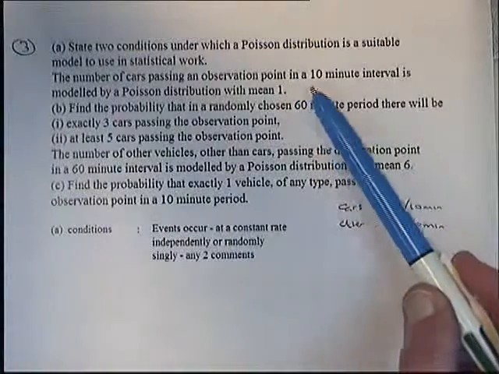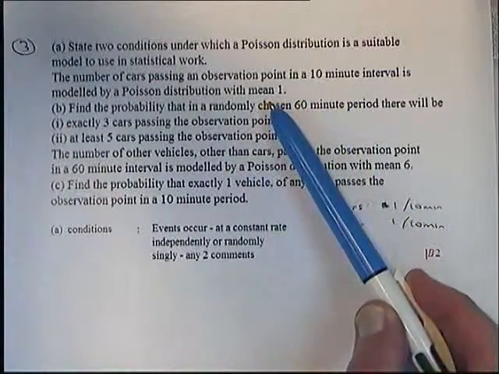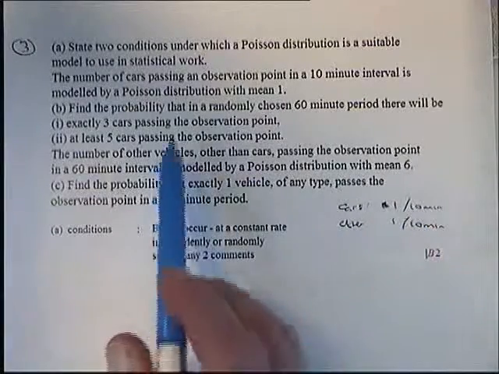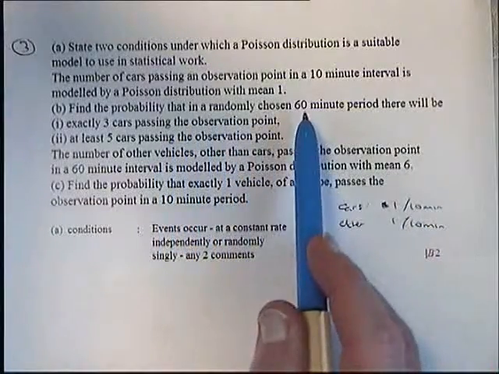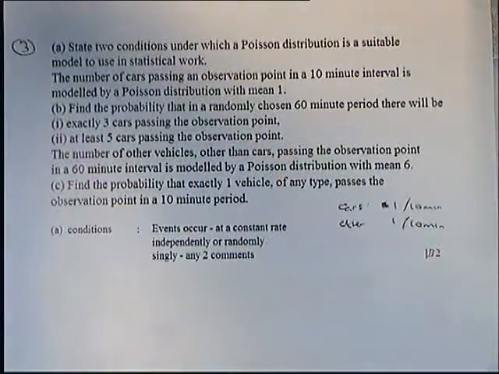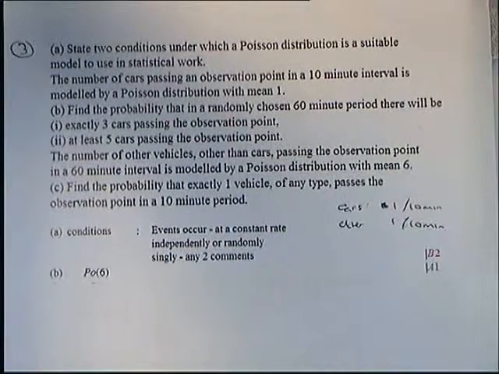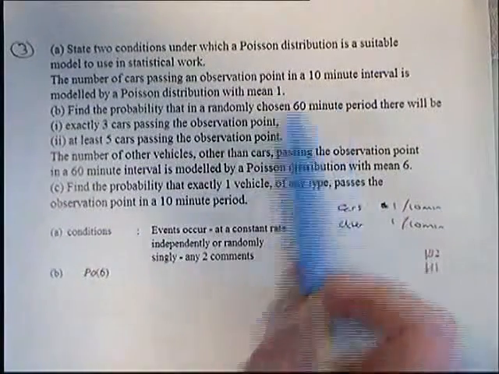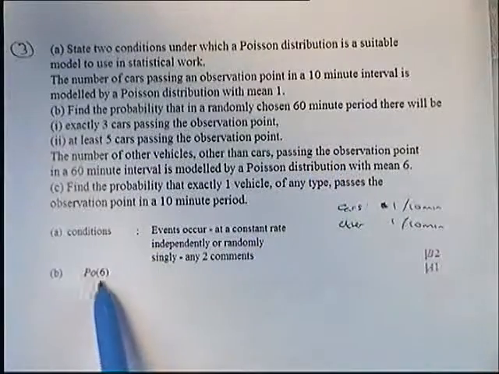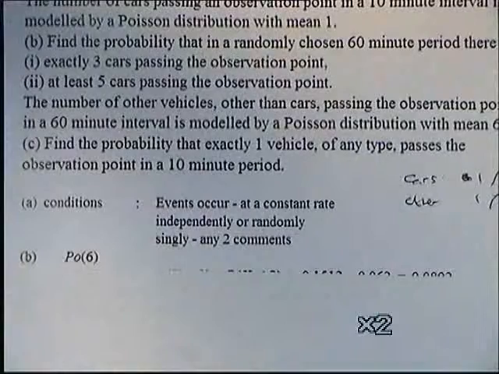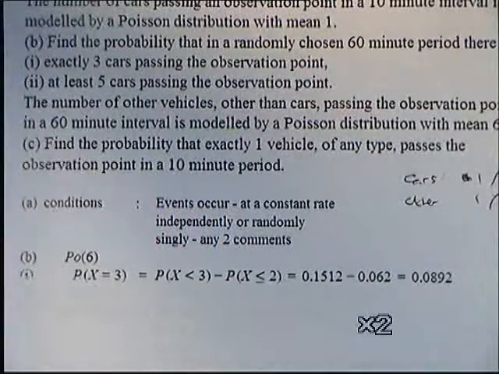Then we're given, in a 10-minute interval, we have a mean of 1. So I've written down over here, cars, it's 1 in a 10-minute interval. Part B, find the probability that in a 60-minute interval there will be exactly 3 cars. So what will our lambda be for our 60-minute interval? 6, yeah. It's 1 in 10 minutes, so it's 6 in 60 minutes. So we've got a Poisson distribution with a mean of 6. And we want the probability of exactly 3.